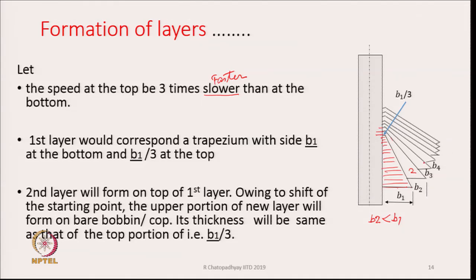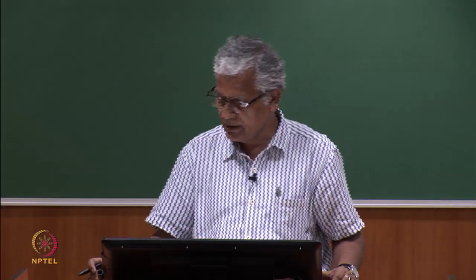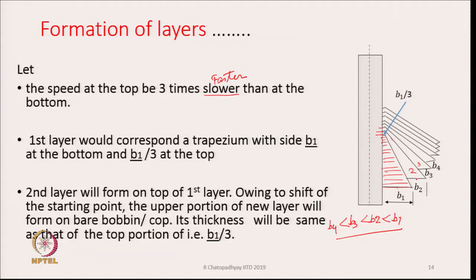So, this way layer after layer will be formed, and it will be like this. B4 is less than B3, which is less than B2, which is less than B1, that is the bottom part, but the top part is also always going to be B1 by 3, because it is going to be laid on the bare bobbin for all these layers. And look at the way the geometrical shape of the layer is changing.